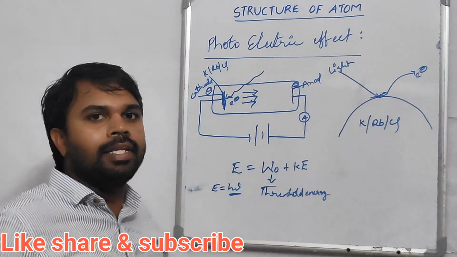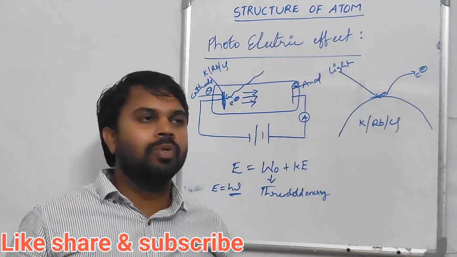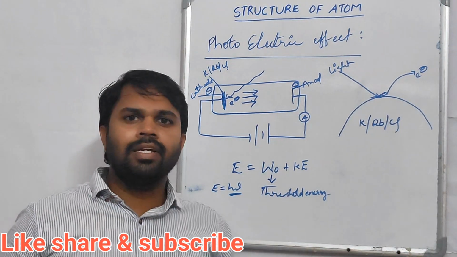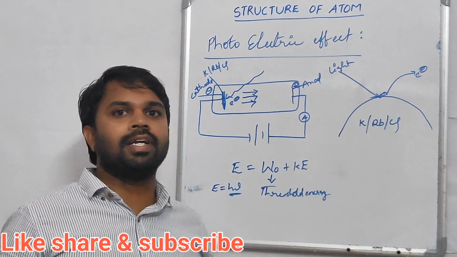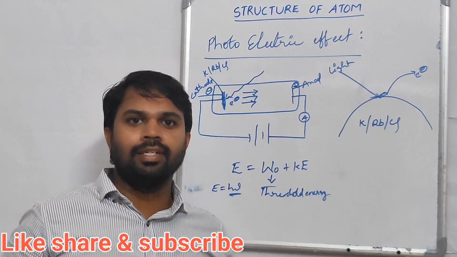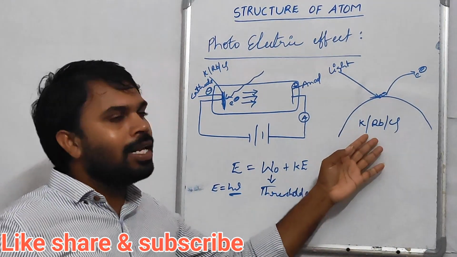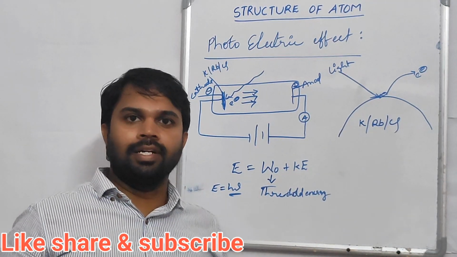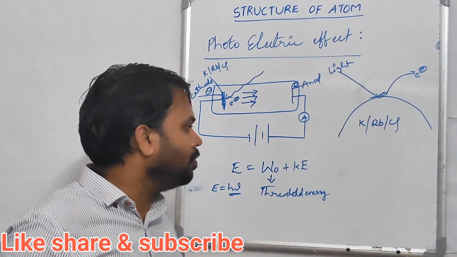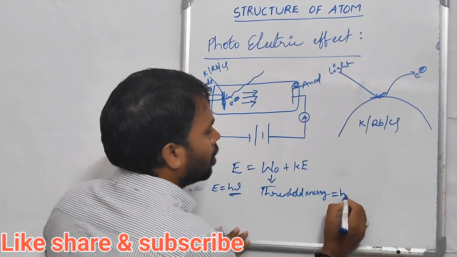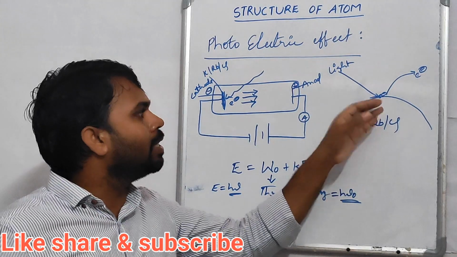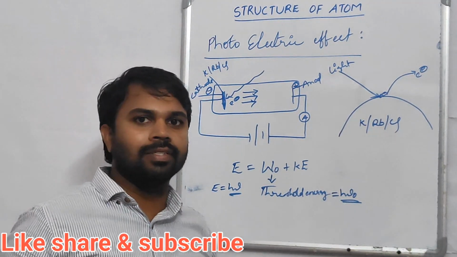It is nothing but the minimum energy required to remove the electron from the outermost shell, which means the minimum energy required to break the force of attraction between nucleus and the electron, is called threshold energy. Each element has a certain threshold energy. It is the characteristic property of each element. It is equal to h nu naught. It is the minimum frequency used to eject the electron from the metal surface.